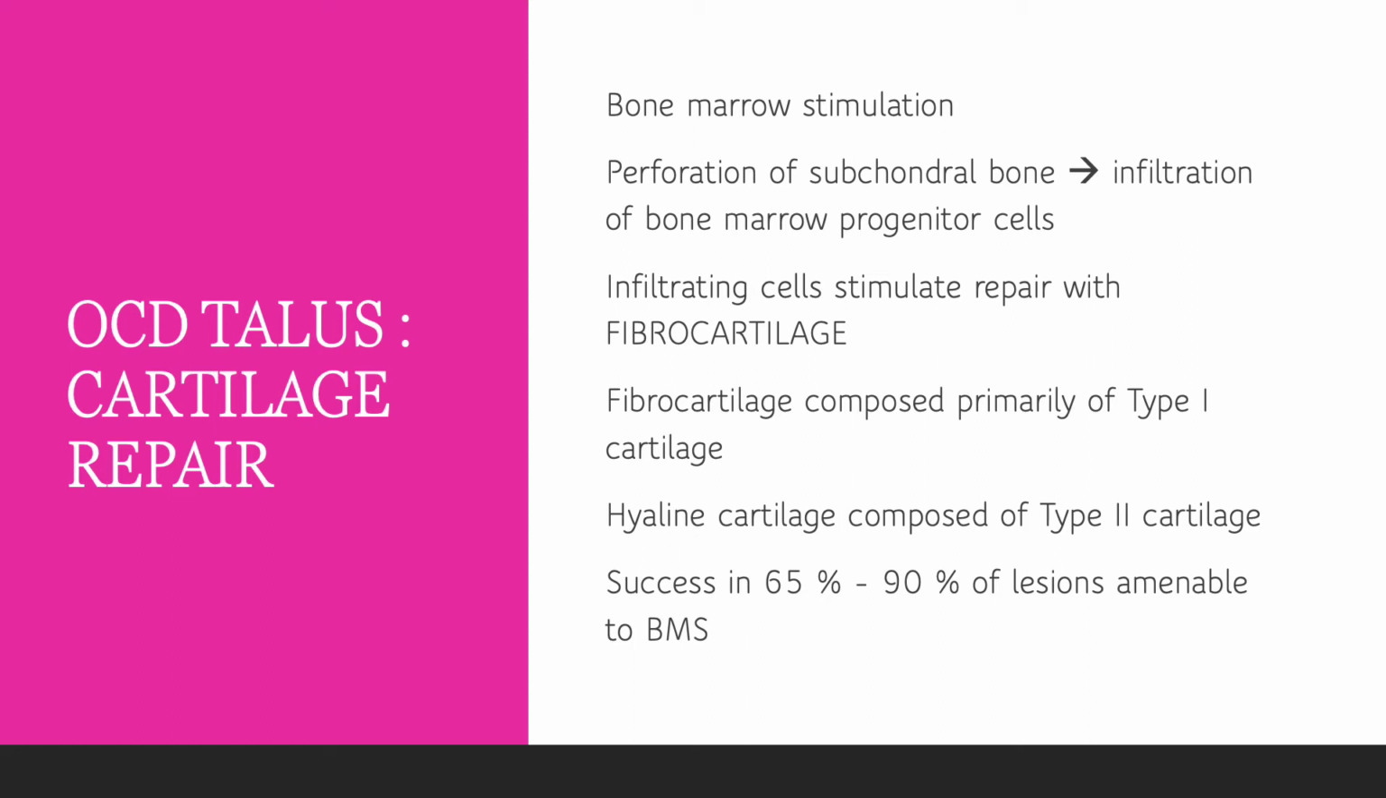Bone marrow stimulation is the perforation of subchondral bone with the infiltration of bone marrow progenitor cells. These infiltrating cells stimulate repair with fibrocartilage, as we know, not hyaline cartilage. The fibrocartilage is primarily composed of type 1 collagen, whereas hyaline cartilage is primarily composed of type 2 collagen. Depending on what you read, the success is anywhere from 65 to 90% of lesions that are amenable to bone marrow stimulation.